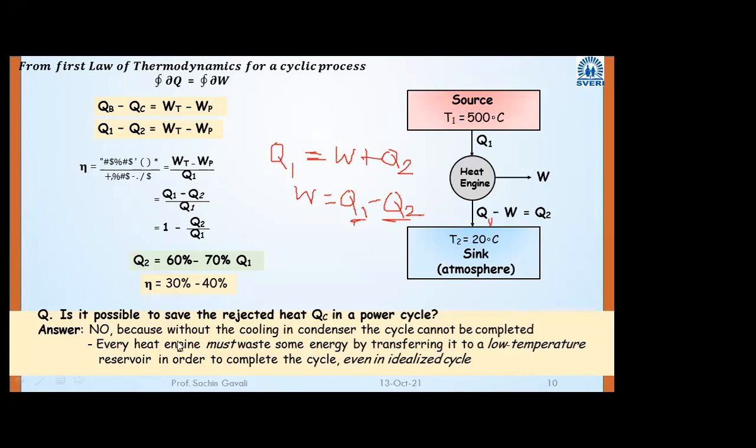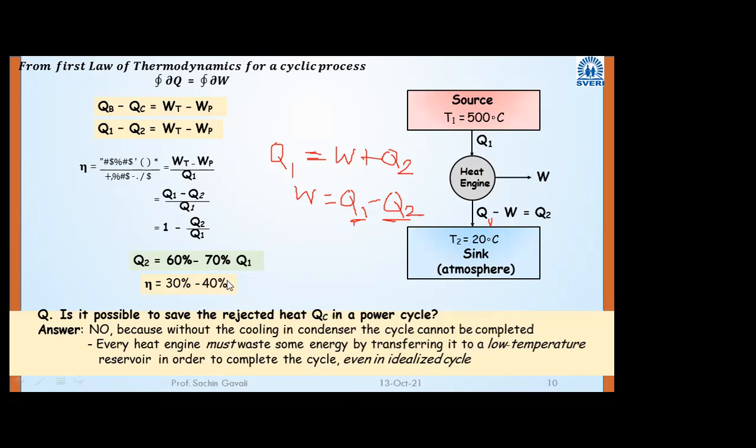Okay. Now to define the performance of a heat engine, which term are we using? Anybody of you? It is called the efficiency of a heat engine.